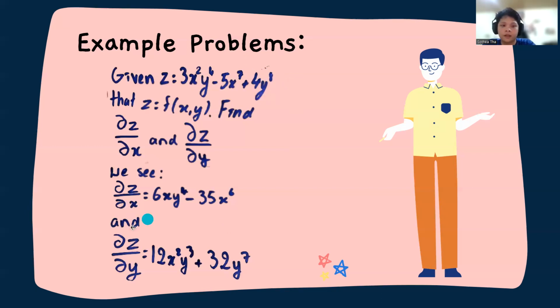And for this one, dz over dy will equal 12x squared y cubed, because we derived this function z by y, and this one we keep x squared constant, and 3y to the power of 4, we derive that and we get 12x squared y cubed. And for this one, since there is no y variable and x is a constant, this is a constant and will be equal to 0. And this one will derive normally by y. It will equal 32y to the power of 7.